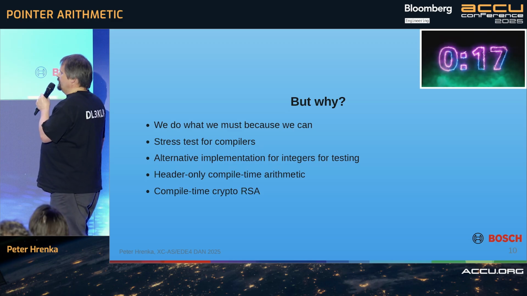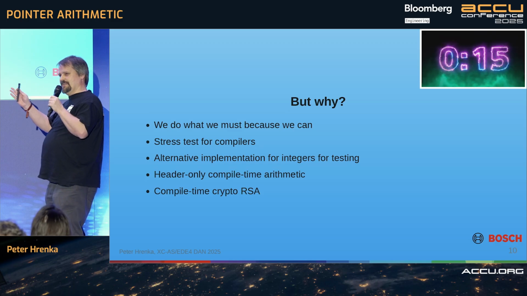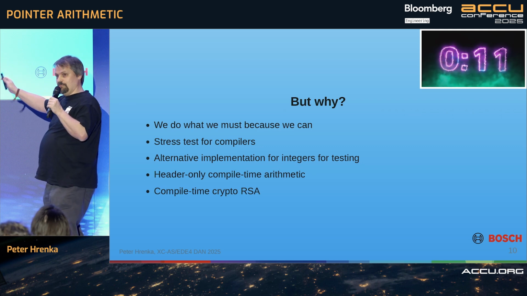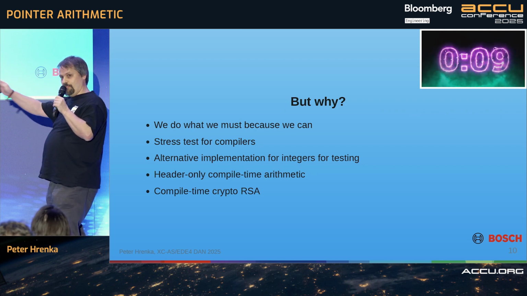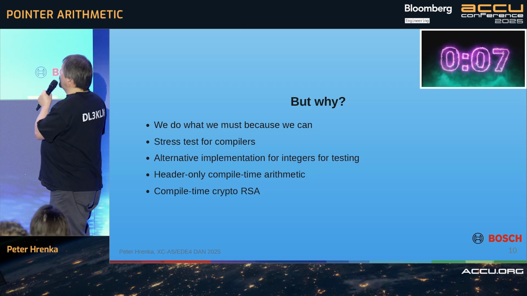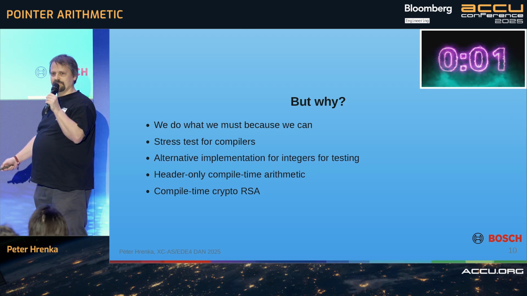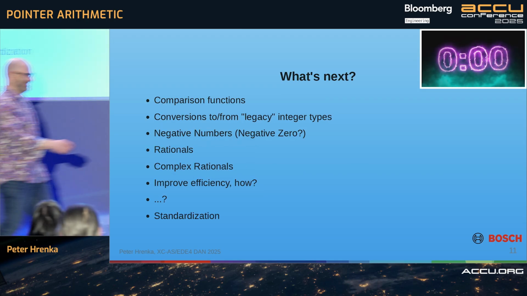So if you think that your compiler is lying to you or your hardware is lying to you, this is a compile-time-only implementation of the integers. You can compare with that. And of course, it's header-only compile-time arithmetic, and you can do compile-time crypto with RSA with that. And this is my last slide. So what next?